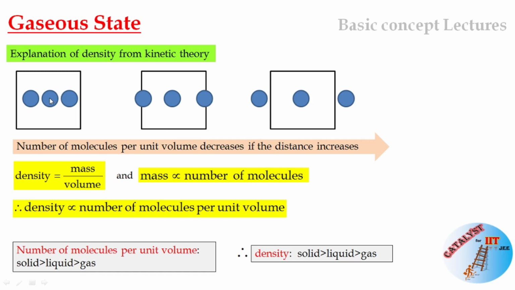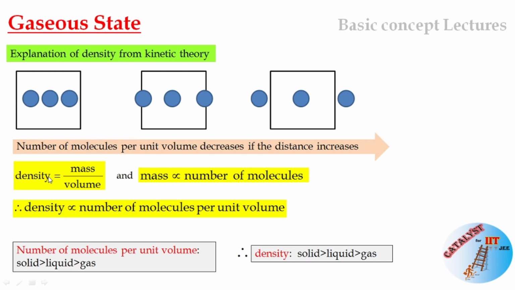Now, as the distances between these balls are increasing, the number of molecules in this volume is decreasing. So, for this picture, the number of molecules in this volume is 3, and for this picture the number of molecules in this volume is 1. So, if we think of this volume as unit volume, the number of molecules per unit volume decreases if the distance between the molecules increases.